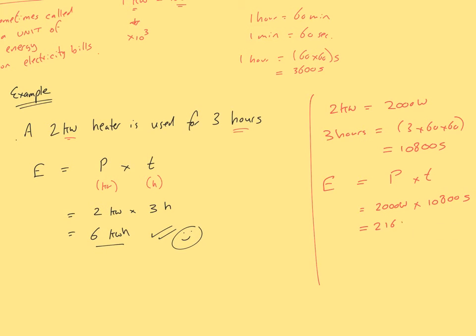If we multiply those together, we get 21,600,000 joules. Mathematically, you could put that as 2.16 by 10 to the power of 7. 1, 2, 3, 4, 5, 6, 7. So as you can see, that's 6 kilowatt hours, which is a nice simple number to deal with and put on an electricity bill. That's a lot of joules if you're trying to do it in just joules. So this is why they use kilowatt hours instead of joules.